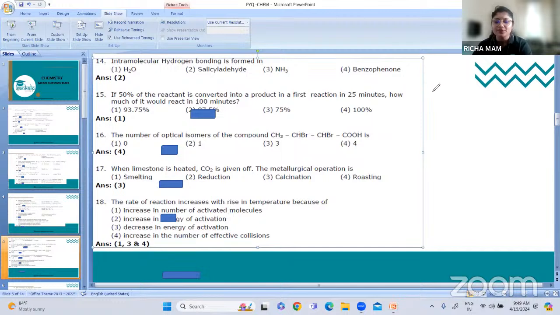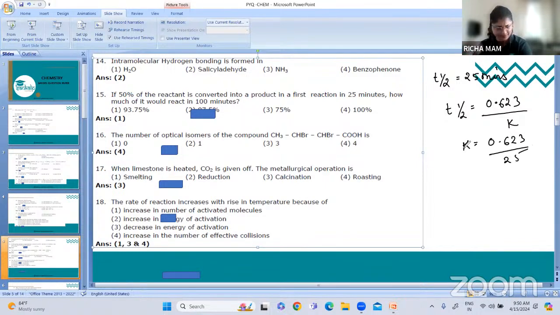So what all is given: 50% of the reactant is converted into product. T half is given. T half is 25 minutes. What we have to find is how much it would take in 100 minutes. So let us find the rate first. T half is equal to 0.693 by K. So K is equal to 0.693 by T half, which is 25.